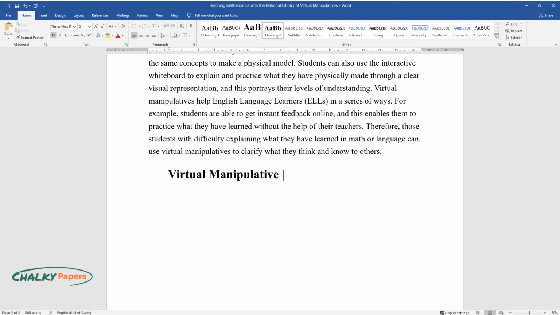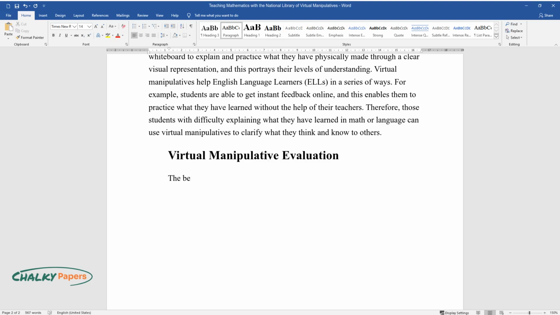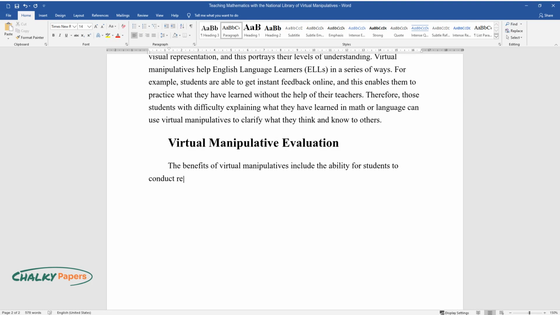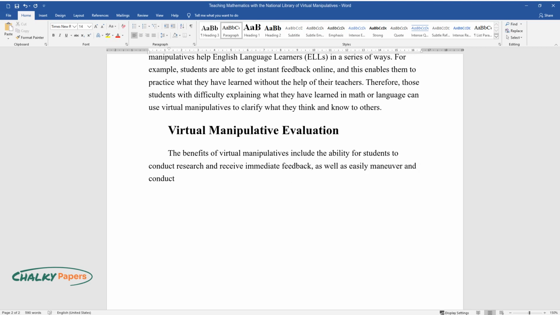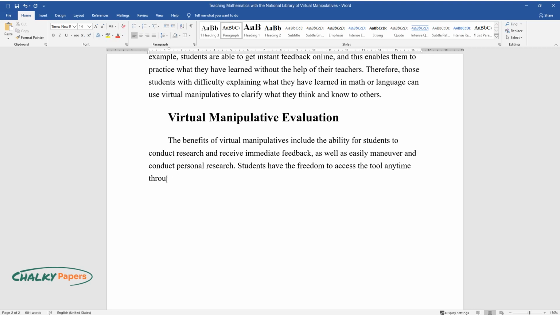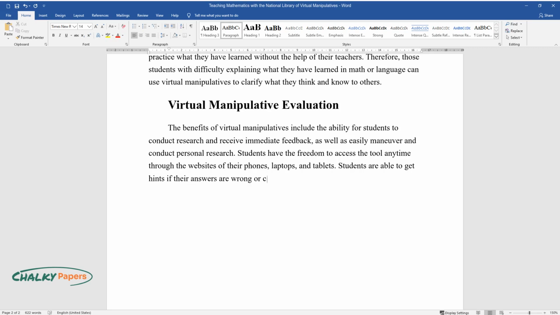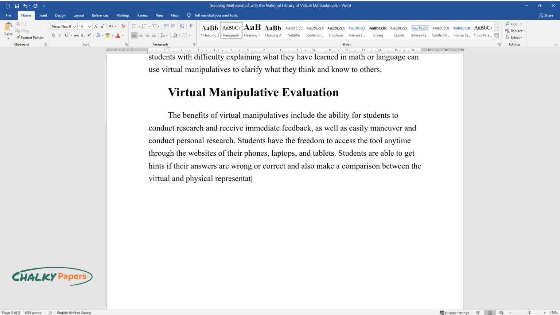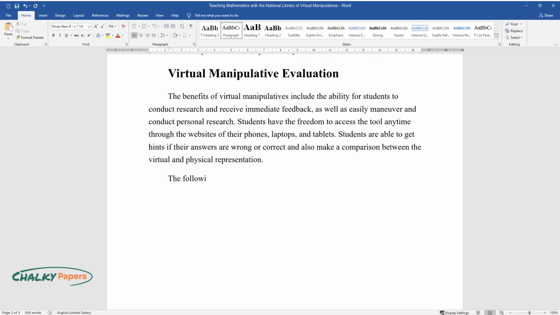Virtual manipulative evaluation. The benefits of virtual manipulatives include the ability for students to conduct research and receive immediate feedback, as well as easily maneuver and conduct personal research. Students have the freedom to access the tool anytime through the websites of their phones, laptops, and tablets. Students are able to get hints if their answers are wrong or correct and also make a comparison between the virtual and physical representation. The following are some of the disadvantages of virtual manipulatives.